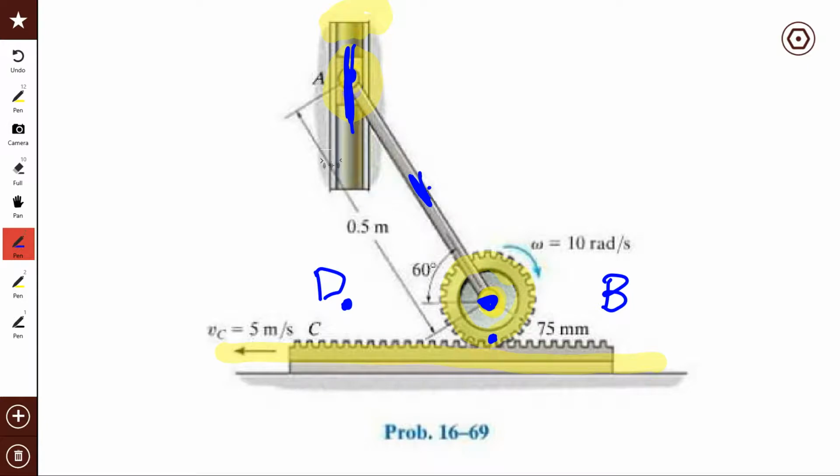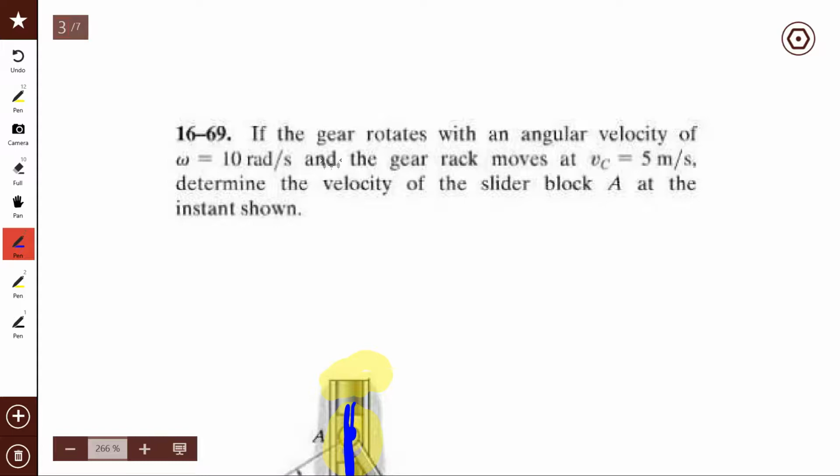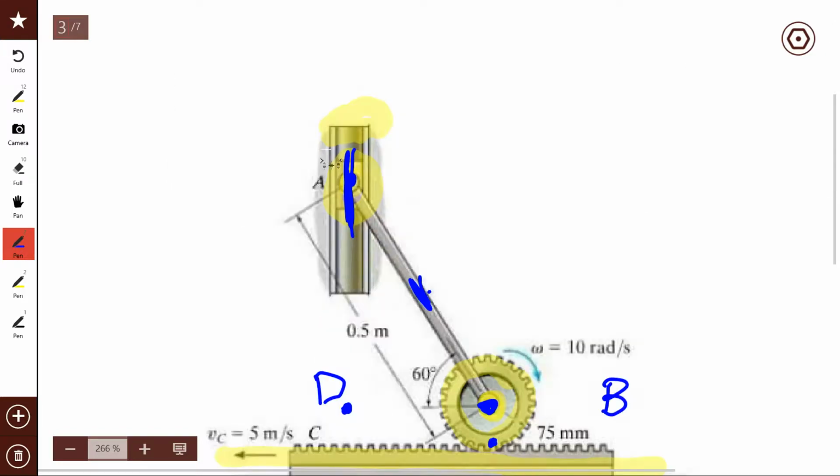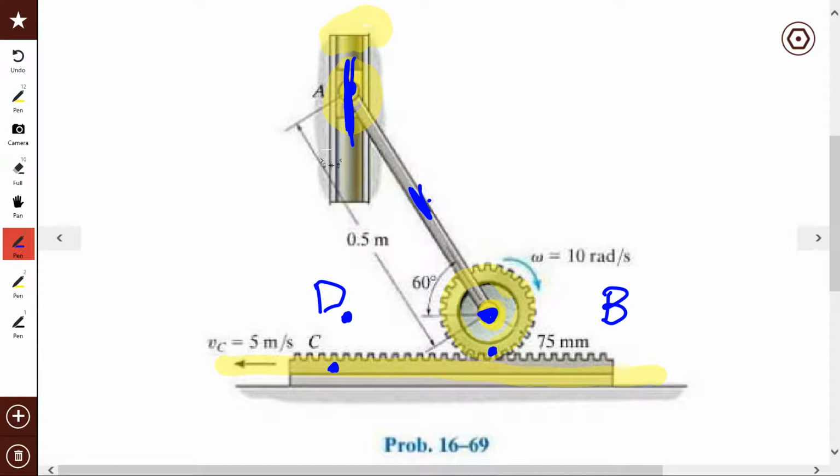What is C? That's the rack, I think, if you read the problem. This is the gear, the rack moves with VC, right? So C is on the rack. So I'll draw it in here. So C is right there. There's C.